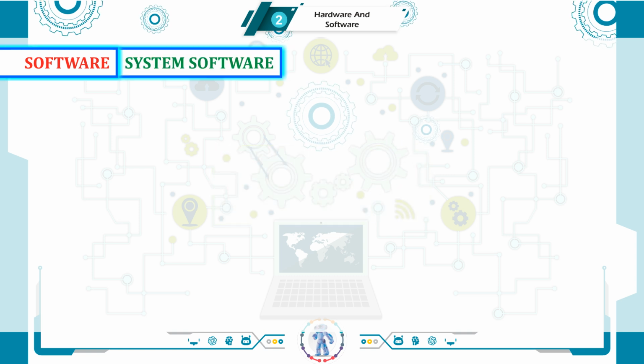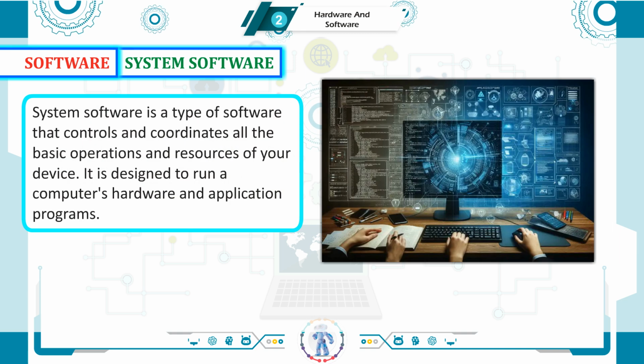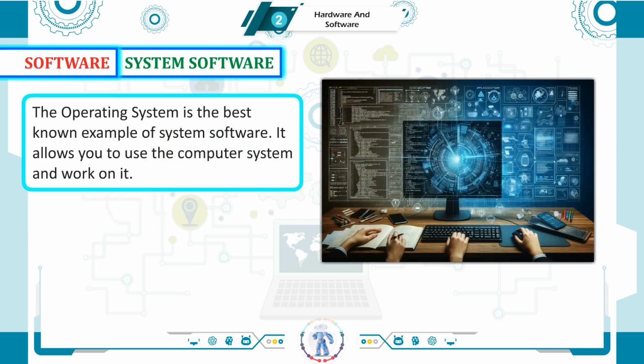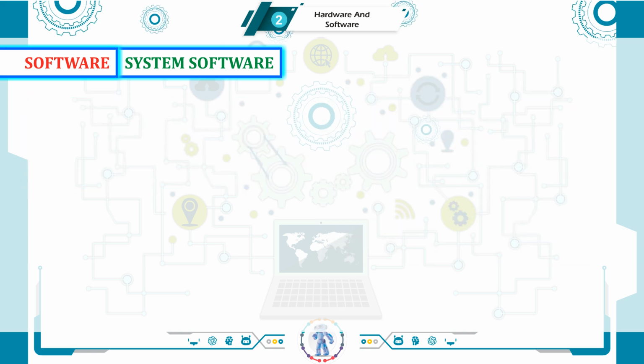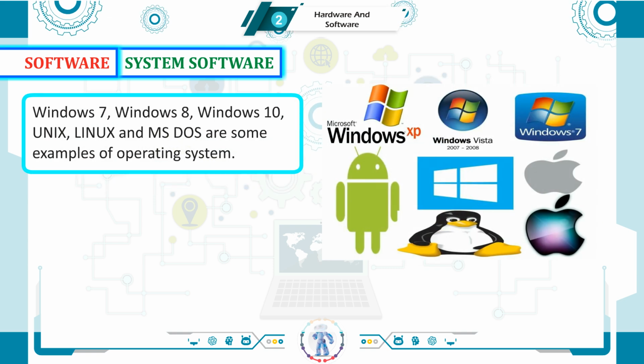System software. System software is a type of software that controls and coordinates all the basic operations and resources of your device. It is designed to run a computer's hardware and application programs. The operating system is the best-known example of system software. It allows you to use the computer system and work on it. Windows 7, Windows 8, Windows 10, Unix, Linux, and MS-DOS are some examples of operating systems.